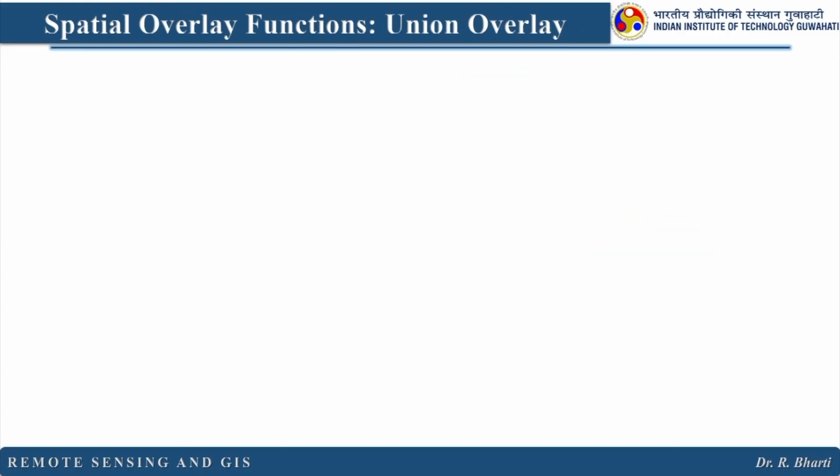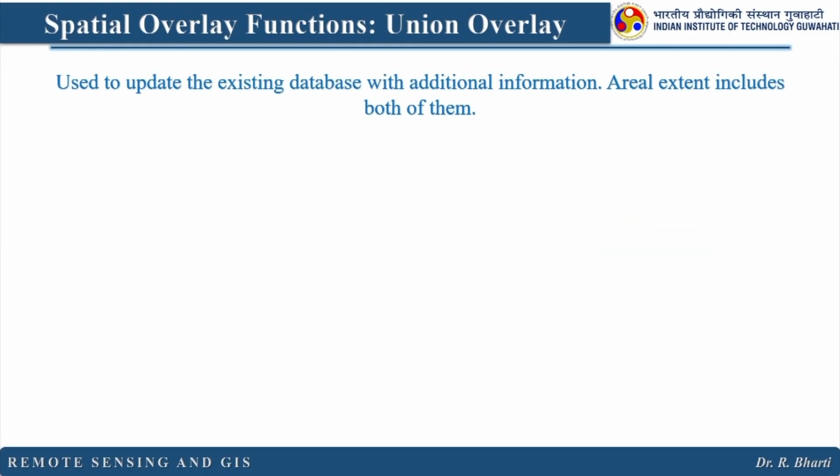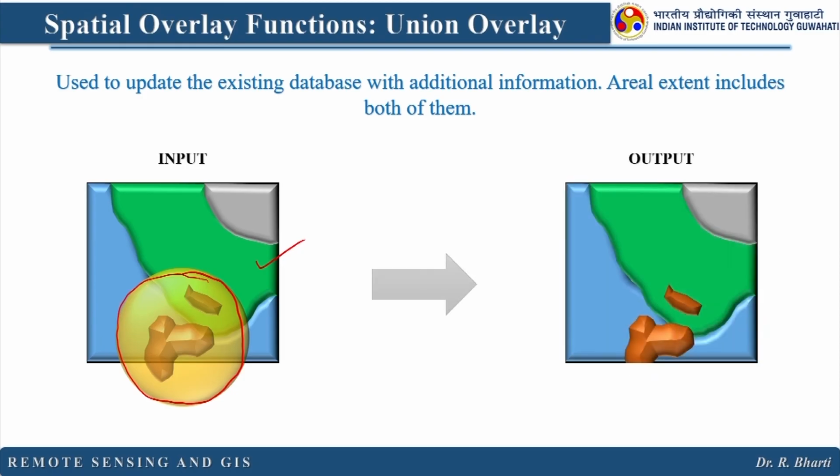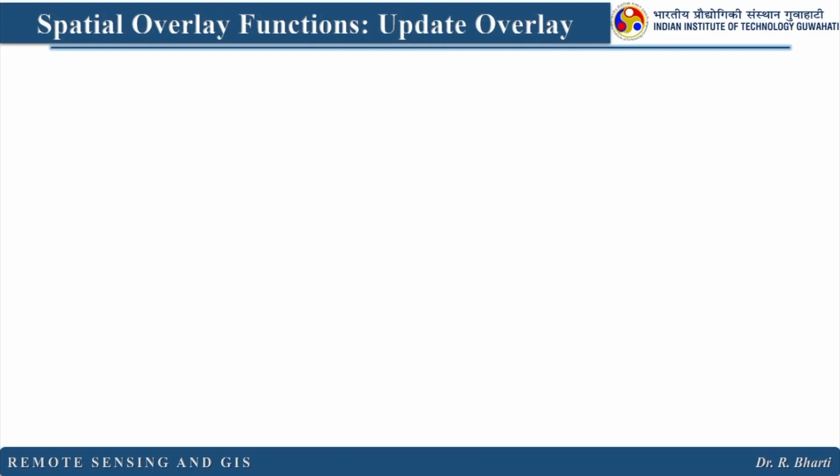The next function is union overlay. Here it is used to update the existing database with additional information. Aerial extent includes both of them. So here you can see this is the input and this is basically your another layer. So here what you want to do, you want to union them. So then your output will have these feature plus the original feature, right? So both are updated.